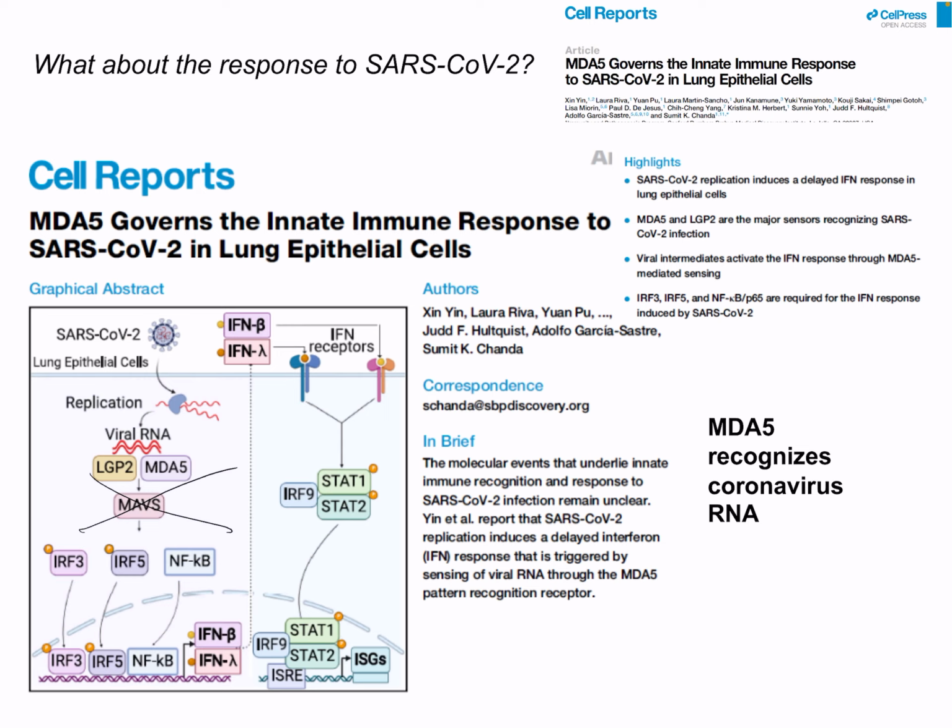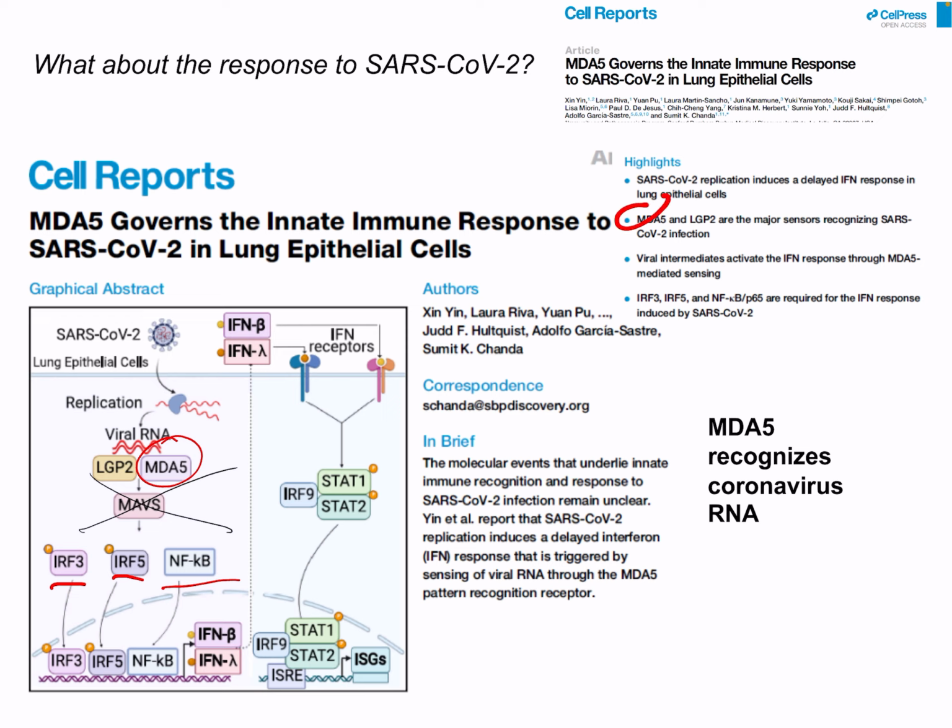So these pathways, although they may seem a little boring and a little complex right now, are relevant to current situations. So here we can see MDA5 in the same pathway here. So we have our IRFs and our NF-kappa B. Again, here's another paper, or here are the highlights of the paper. SARS-CoV-2 replication induces delayed interferon response in lung epithelial cells.